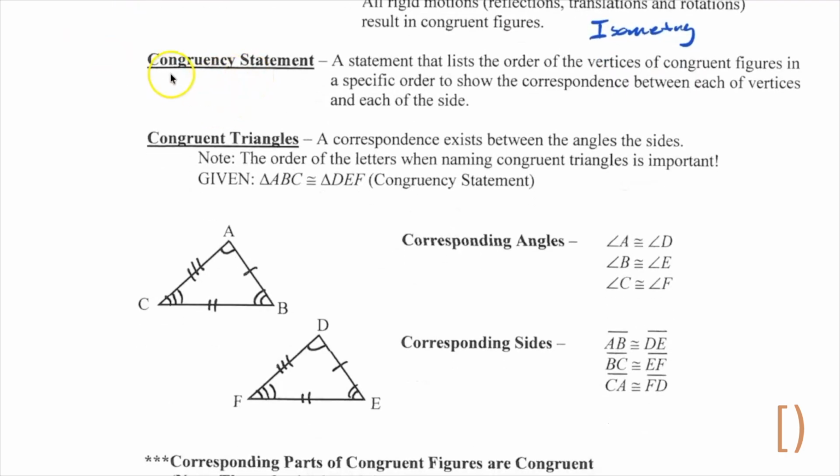A congruency statement just lets you know the order in which things are congruent. So if I say AB is congruent to CD, that lets me know that, hey, A is congruent to C, and that B matches up with D. So that's a congruency statement. So the order matters is the general idea there.